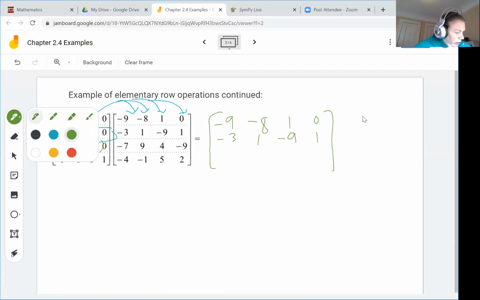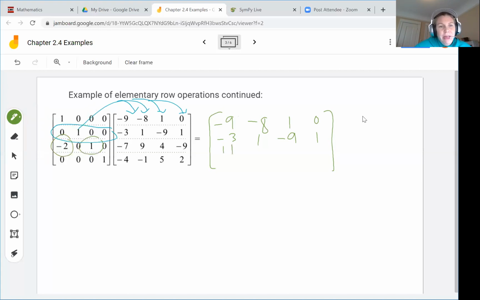All right, row 3 now changes. Negative 2 times negative 9 gives us an 18 plus negative 7. We get 11 here. And then similarly, calculating the rest of the row, we get a 25, a 2, and a negative 9. That comes from multiplying the row 1 values by negative 2 and then adding those to the row 3 values. And then our row 4 remains unchanged.